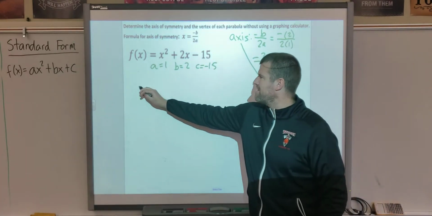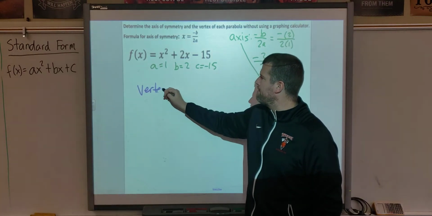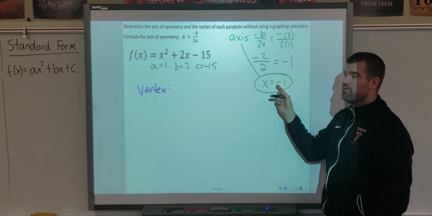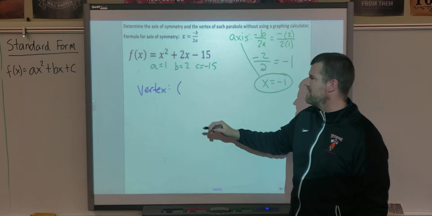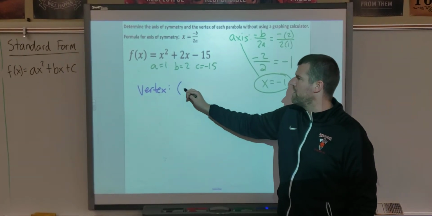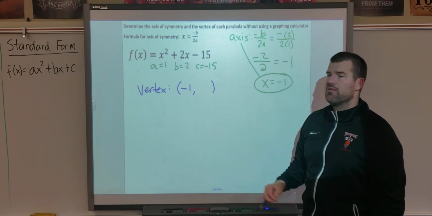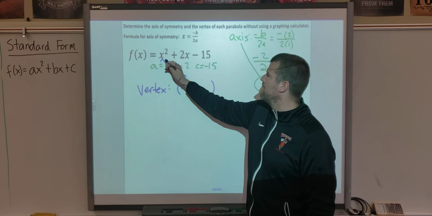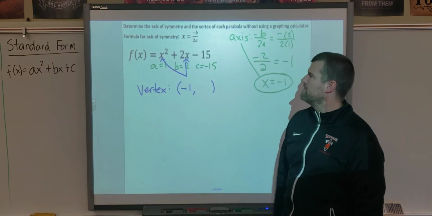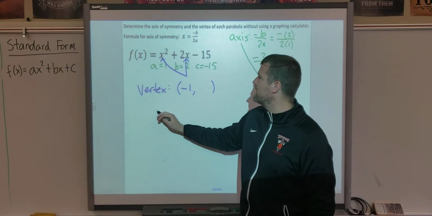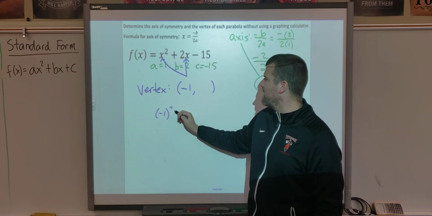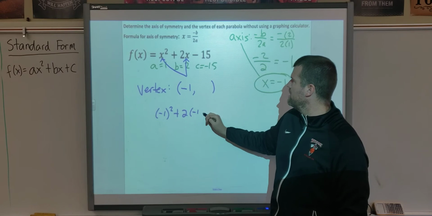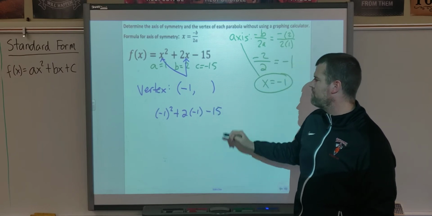To find our vertex, we know that the axis of symmetry, x equals, is also the x of our vertex. So our x is negative 1. And then how do we get the y value? That's right, you're getting the hang of this. We plug in our x into both of those x's. So we get negative 1 squared plus 2 times negative 1 minus 15.